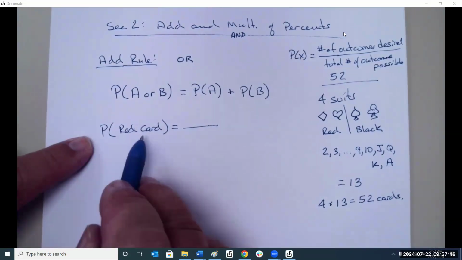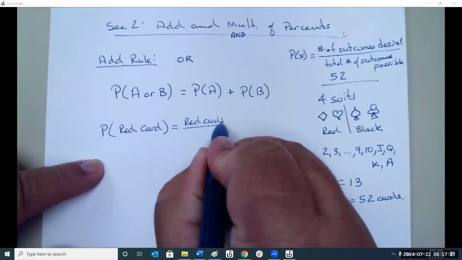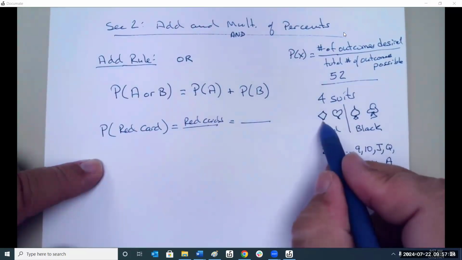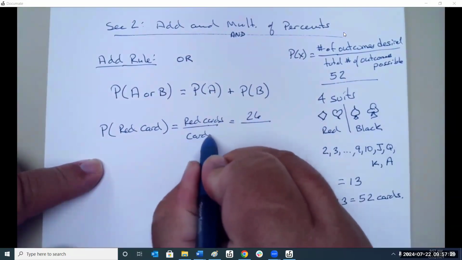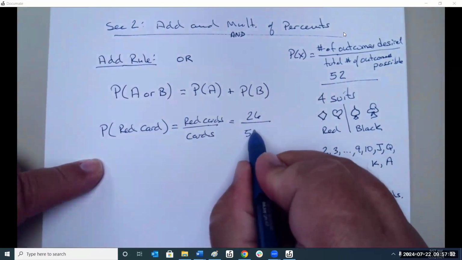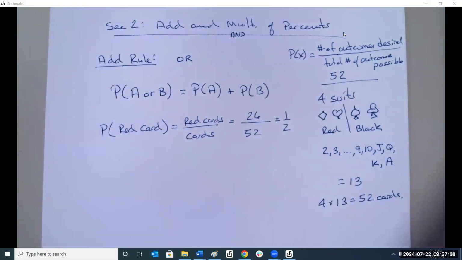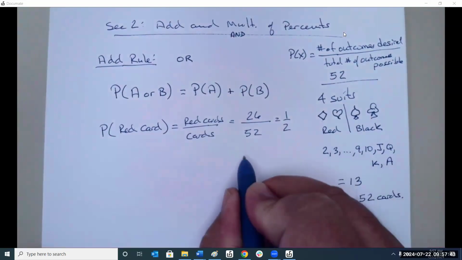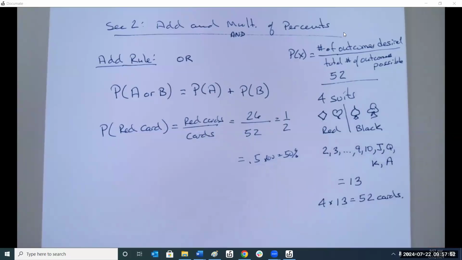So our question, probability of a red card. How many red cards are there? 26. There's 26, yes, because there are 13 diamonds, 13 hearts. There's 26. And how many cards? 52. So 26 divided by 52 is 1/2. Or if you wanted to, you can go further. 1/2 is 0.5, times 100, you get 50%. So the probability of picking a red card is 50%.